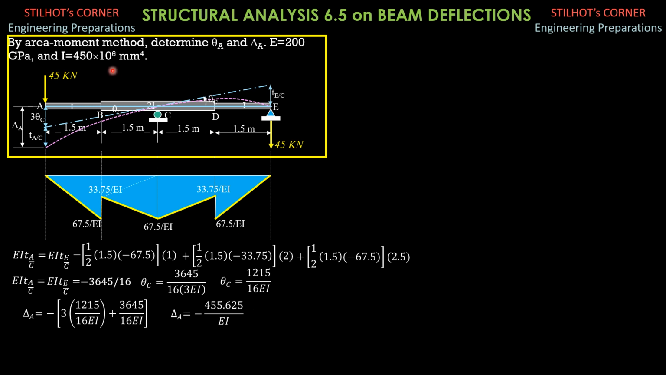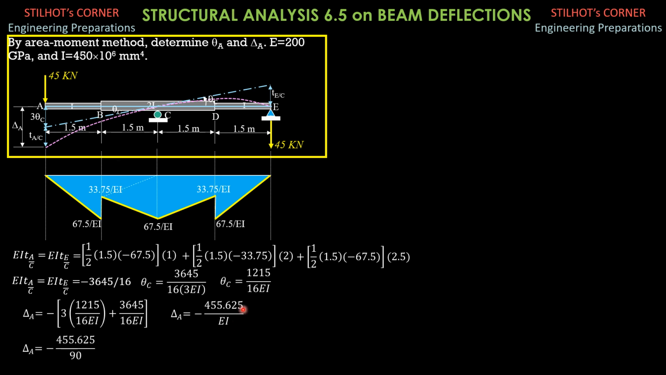But since E times I is 200 gigapascals times I 450 times 10 to the 6 mm to the fourth, 200 times 10 to the 6 kilopascals, kilonewton per meter squared, then times 450 times 10 to the 6 divided by 1000 to the fourth to convert this to meter to the fourth. Then that would be 90,000 kilonewton meter square.